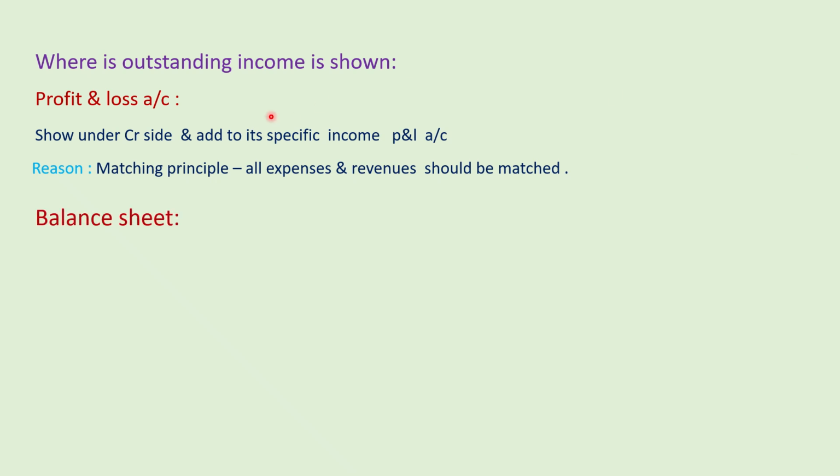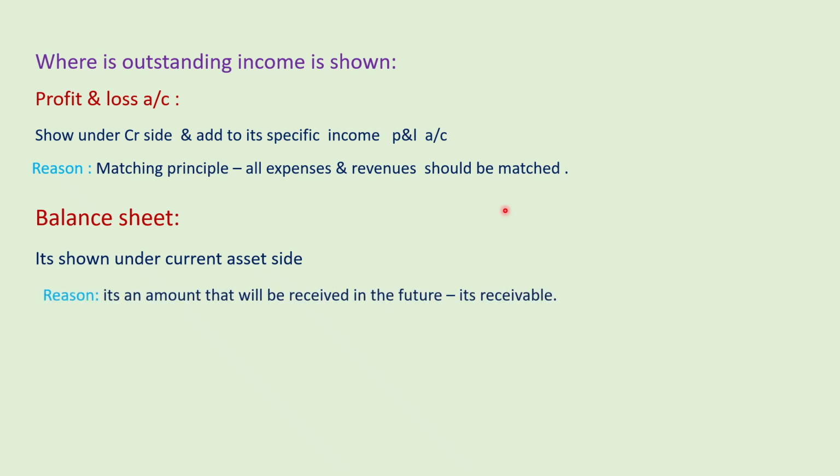I said the outstanding income is a receivable amount that will be received in the future, and it has a future economic benefit. That's why this outstanding income will be shown under current assets. And this is all about it.